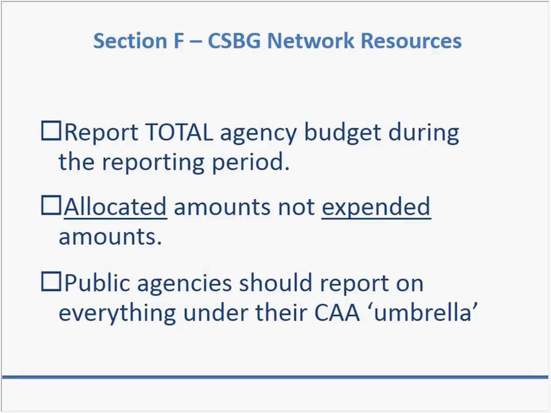And F is the CSBG network resources. This is where we are asking entities to report the total agency budgets during that reporting period. These are allocated amounts and not expended. Again, Section E is our expended amounts, and Section F is what was allocated. Agencies should report on everything under their CSBG umbrella.